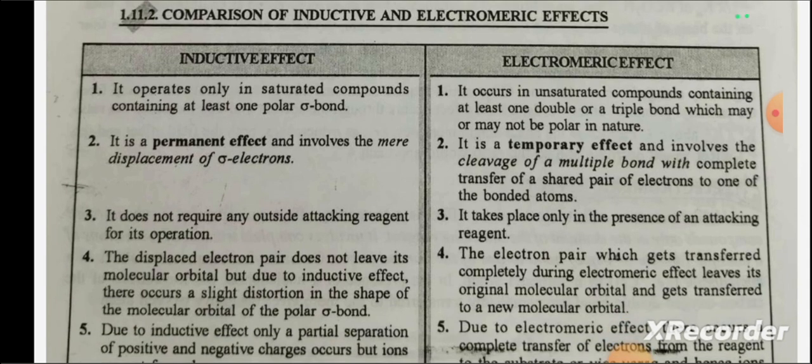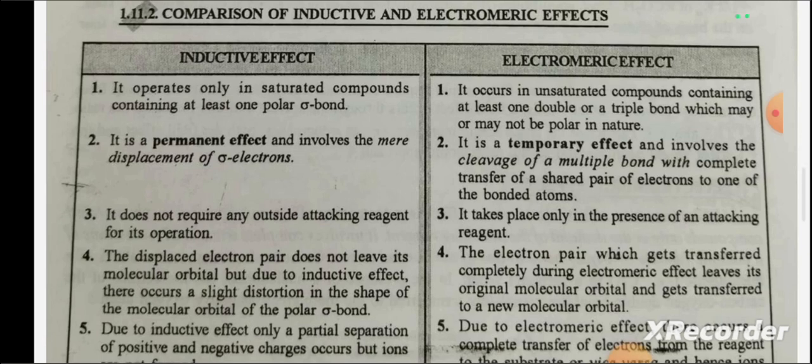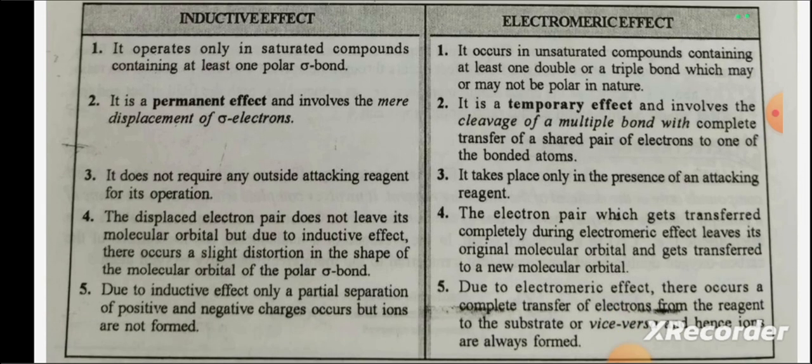Inductive effect operates only in saturated compounds containing at least one polar sigma bond. On the other hand, the electrometric effect occurs in unsaturated compounds containing at least one double or triple bond, which may or may not be polar in nature. The inductive effect is a permanent effect and involves the mere displacement of sigma electrons. On the other hand, the electrometric effect is a temporary effect and involves the cleavage of a multiple bond with complete transfer of the shared pair of electrons to one of the bonded atoms.